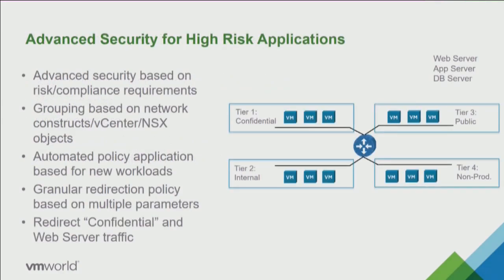So I'll walk through one of the use cases here, which is how do we apply network introspection to an advanced security, to a high-risk application. So first, the customer here created these 4 tiers of application. And the way they define the tiers is they have logically isolated based on segments. Let's say it's VLAN 10 or VXLAN, whatever. And then each of them are IP segments. They're connected to a common router. So they have isolated the tiers. And they have a bunch of VMs, which are like web server, app server, DB server.